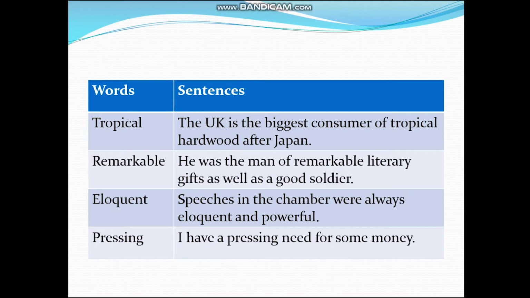Remarkable. He was a man of remarkable literary gifts as well as a good soldier. Eloquent. Speeches in the chamber were always eloquent and powerful. Pressing. I have a pressing need for some money.